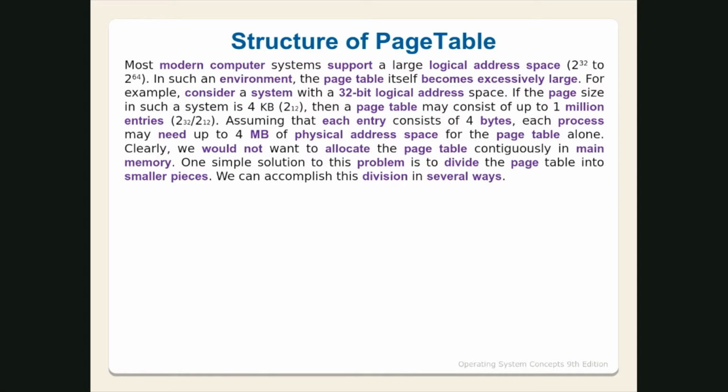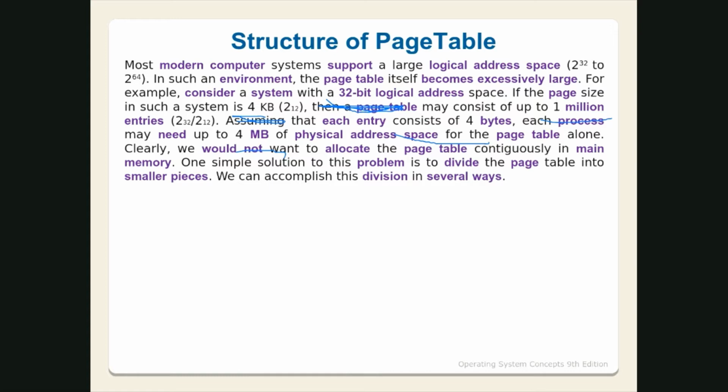Okay, let's assume one example. Consider your logical address space is 32-bit. This is the size of your logical address space. And if the page size is 4 KB, assume this way, a page table may consist of up to 1 million entries. Let's assume each entry contains 4 bytes, and each process may need up to 4 MB of physical address space for that page table alone.